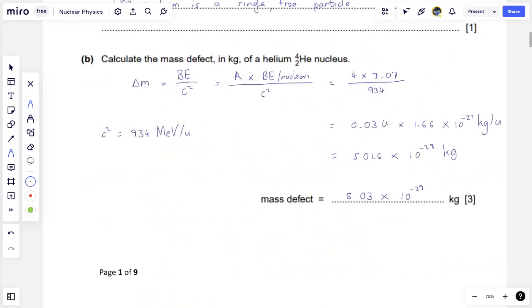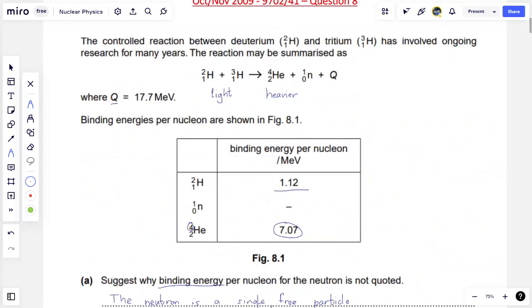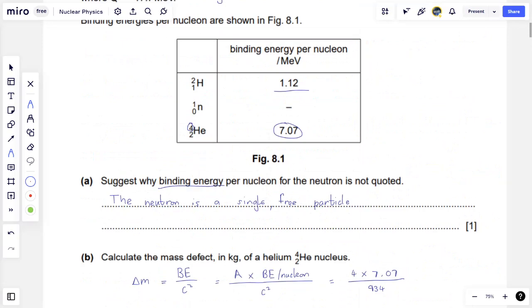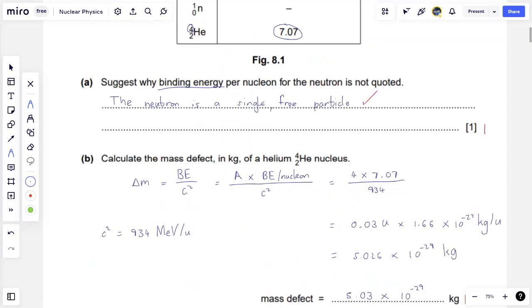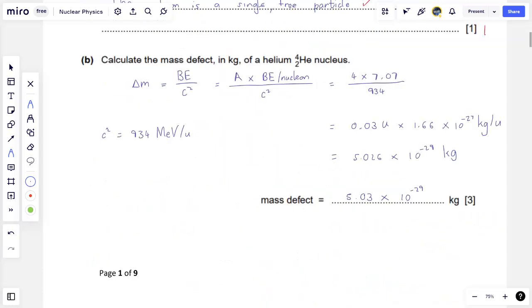Let's go back and have a look at where the marks were allocated. So the first question suggests why binding energy for the neutron is not quoted. Simple. For everything that you stated, you get 1 mark. So that's a 1 mark question. To calculate the mass defect, this was a 3 mark question.